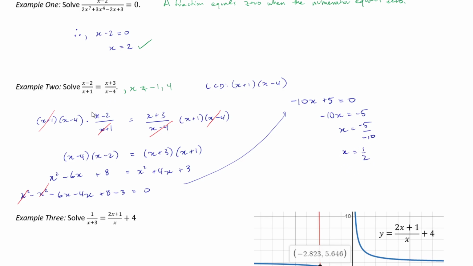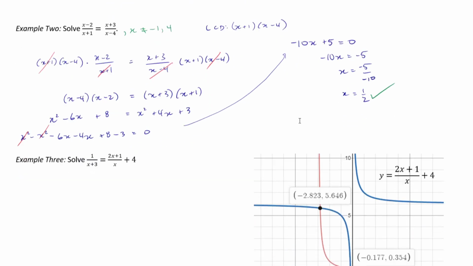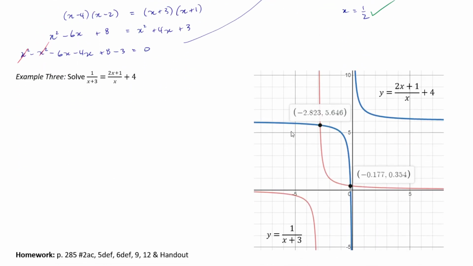So x is equal to 1/2 is the value of x that makes this equation true, but I have to check that 1/2 is not part of my restrictions. It's not. My restrictions were x can't be negative 1 and positive 4, so therefore this is the correct answer for that question.